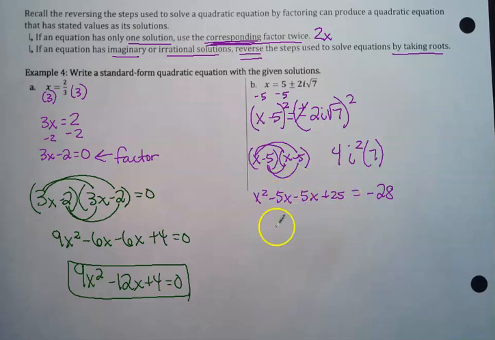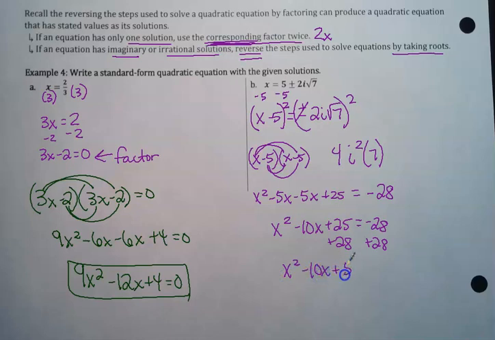We're going to combine our like terms here. So we have x squared minus 10x plus 25 equals negative 28. We're not quite in quadratic form. We can't have this negative 28, so we're going to add 28 to both sides. And we have x squared minus 10x plus 53 equals 0. Okay, so that's how we do it if we have an imaginary or an irrational solution. Because we had to take the square root, at some point we have to square both sides to get to the factor.